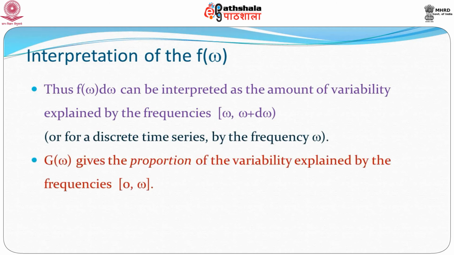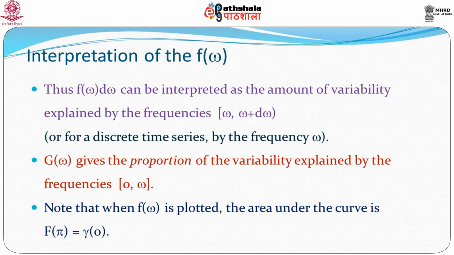If you look at G omega now, capital G omega gives the proportion of the variability explained by the frequencies 0 to omega, and small g omega obviously has the same interpretation of relative proportion, given that the total now is 1. So, the total area under the curve is 1. In general, if you plot f omega, the area under the curve would be F pi equal to gamma naught, that is the whole area, and each of these ordinates would be explaining the amount of variability that is being accounted for by that frequency. So, that would be your small f omega.